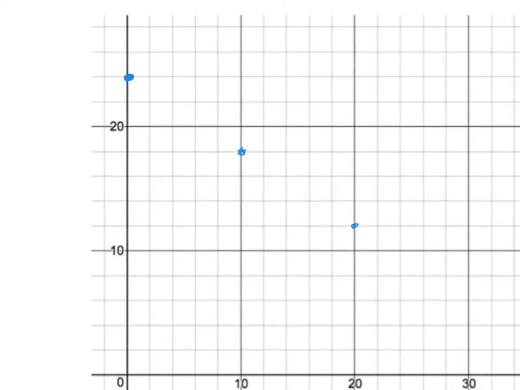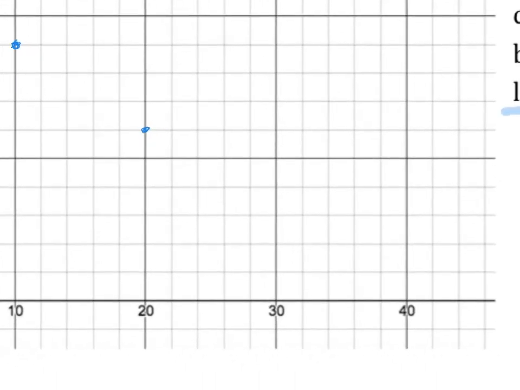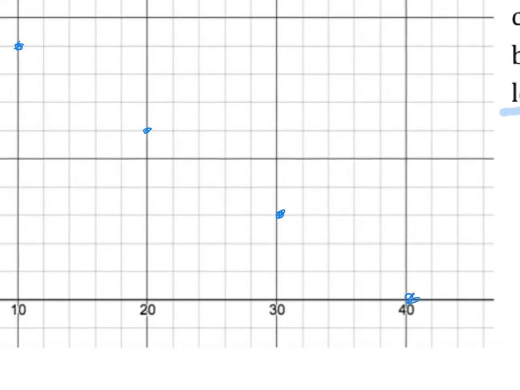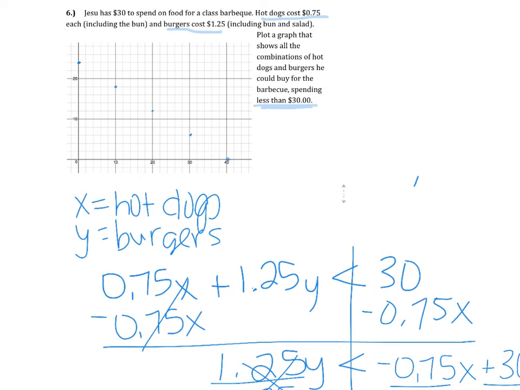Okay, continue to go down 1, 2, 3 over 5. 1, 2, 3 over 5, and then one more time, 1, 2, 3 over 5. So we have our line, our points.